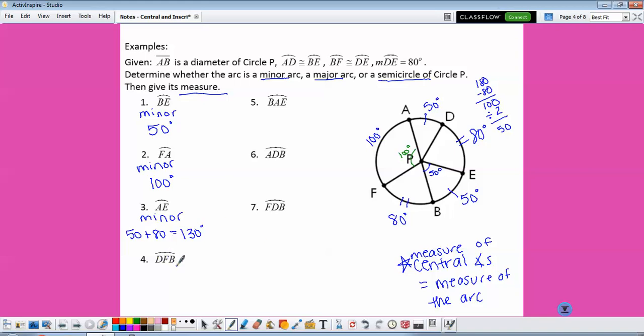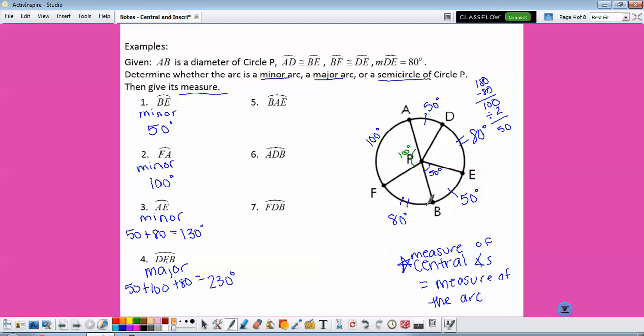DFB. Now technically you can name a minor arc with 3 letters, so let's double check that this is a major arc. From D to F to B. Yep, that's definitely more than halfway. So from D to F to B, which has these 3 pieces in here, 50 plus 100 plus 80 means that that arc is 230 degrees.